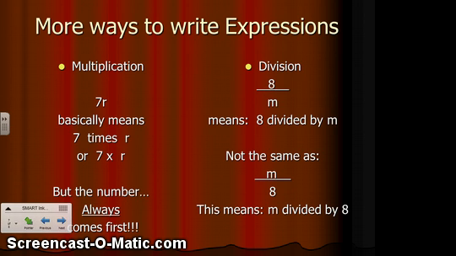For division, you might see an 8 and then a line. That line is a division sign or a division bar, divided by m. Not the same as m divided by 8. You would get two totally different answers.